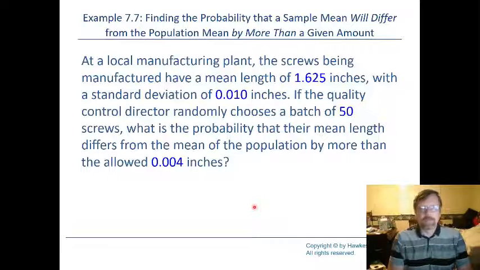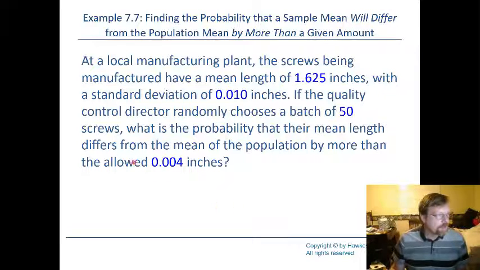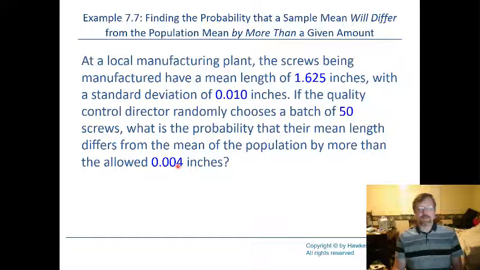I believe this is the last one. So we're looking at a manufacturing plant making screws. The screws are 1.625 inches long, so that's 1 5/8 inch. Standard deviation is 0.01 inches. If quality control randomly chooses 50 screws out, what is the probability that their mean length differs from the population by more than 0.004 inches? So that is less than 1 standard deviation, either side.